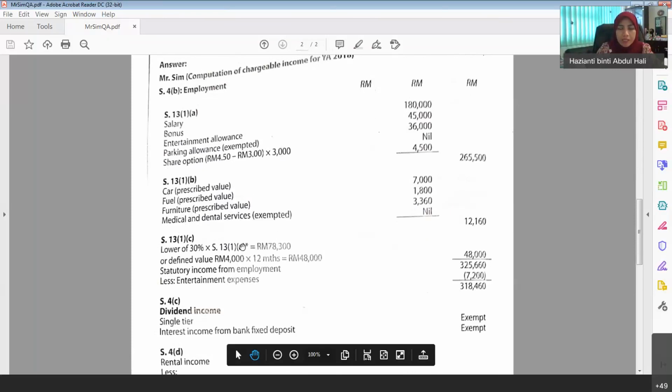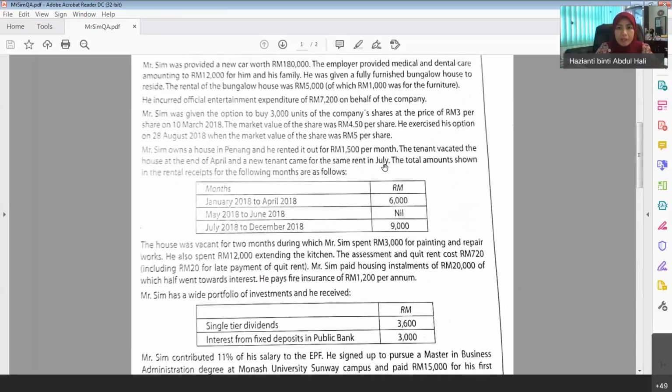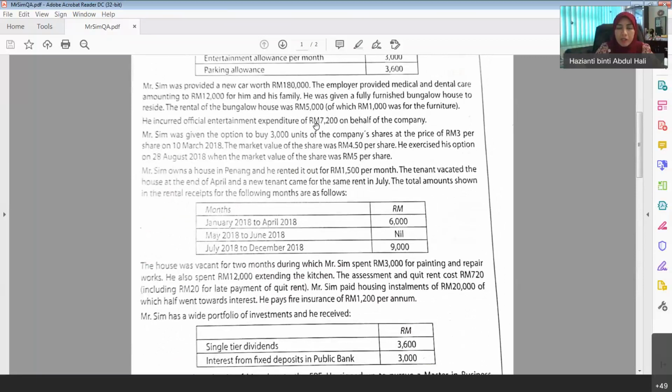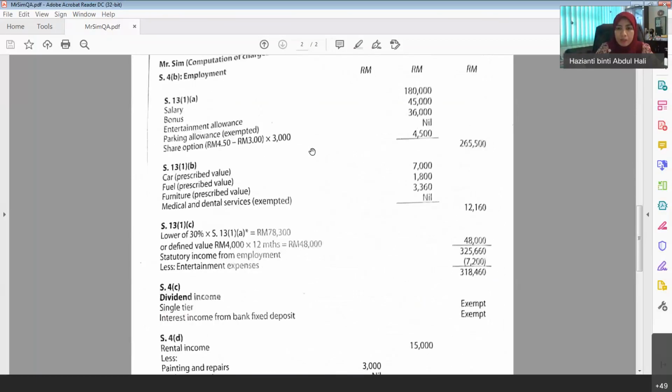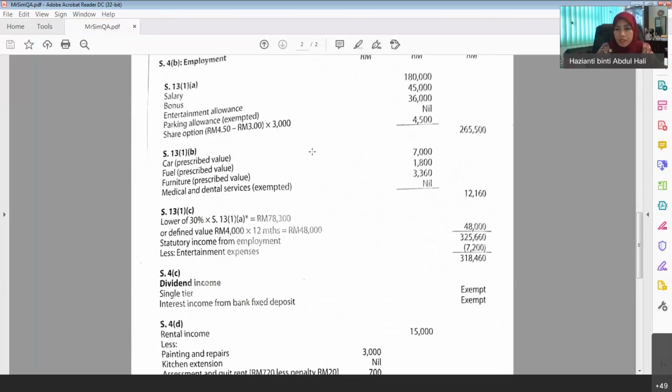Right? Remember, for this one, there are the entertainment expenses. He gets the entertainment allowance. He also incurs entertainment expenses. You see? He incurs official entertainment expenditure of 7,200 on behalf of the company. So deduct the entertainment expenses, 7,200. That will give us 318,460 for his employment income. Any question before I move on to dividend and also rental? Madam, for expenses, for each section's expenses, do we deduct at the end of the calculation in that section? Yes. Because entertainment is actually from employment, we deduct it from employment income.